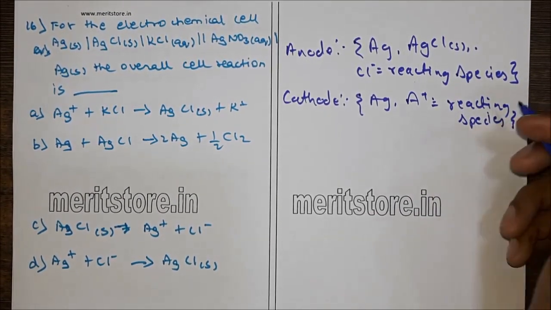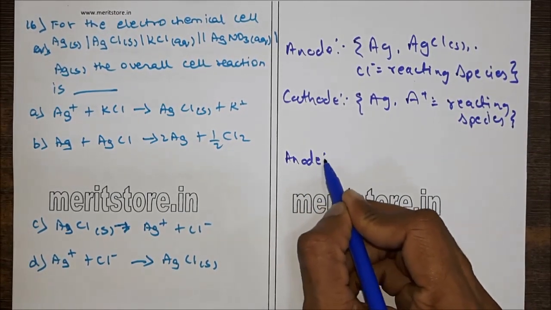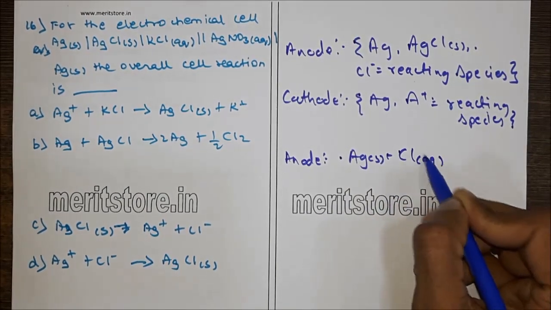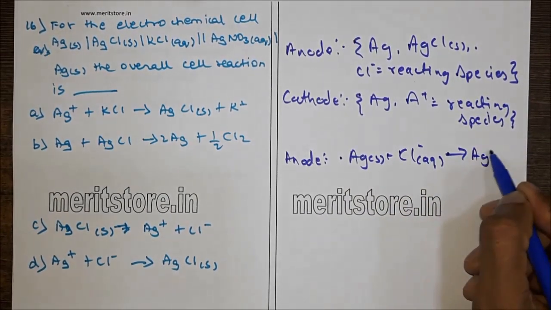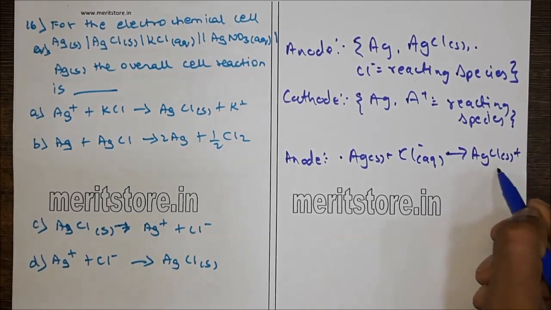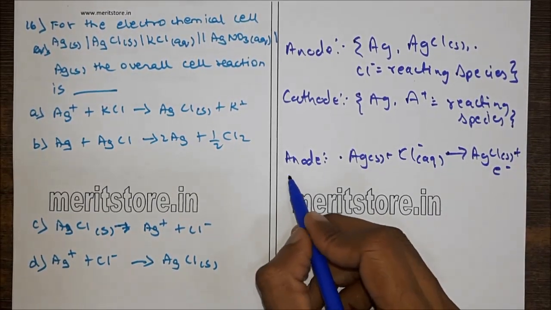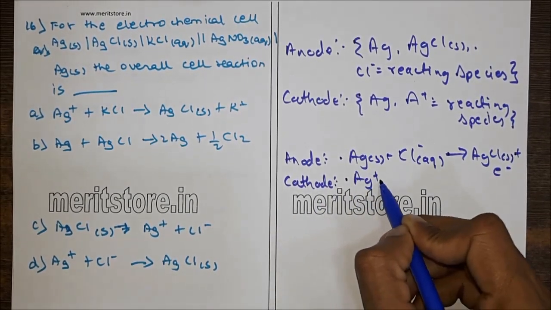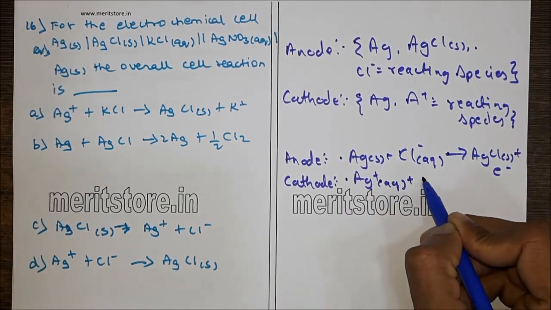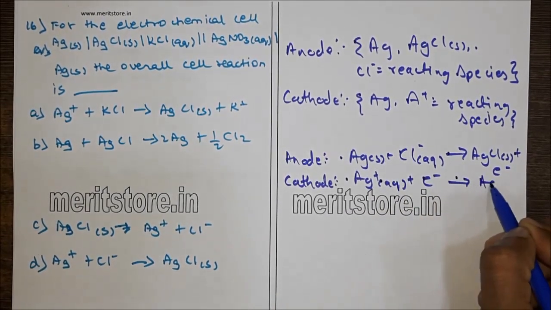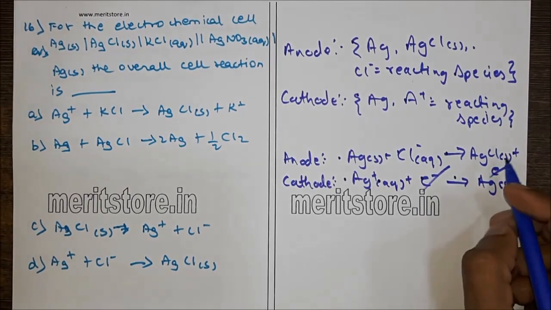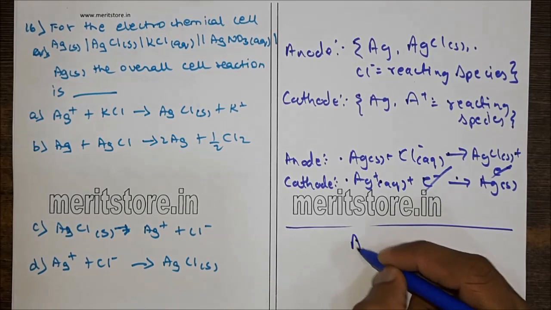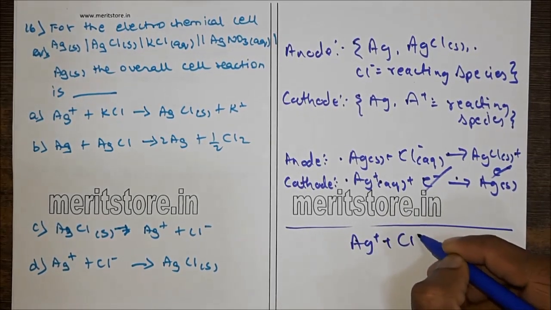Metal and metal ion. So at anode, we have Ag solid plus Cl⁻ aqueous, which gives AgCl solid plus an electron. And at cathode, we have Ag⁺ aqueous plus an electron, which gives us Ag solid, where the electrons get cancelled. So the total cell reaction, we get Ag⁺ plus Cl⁻.